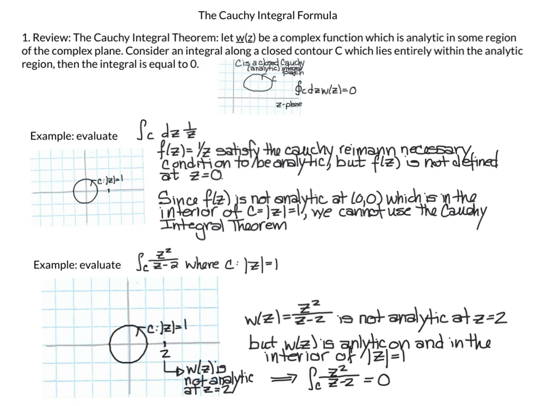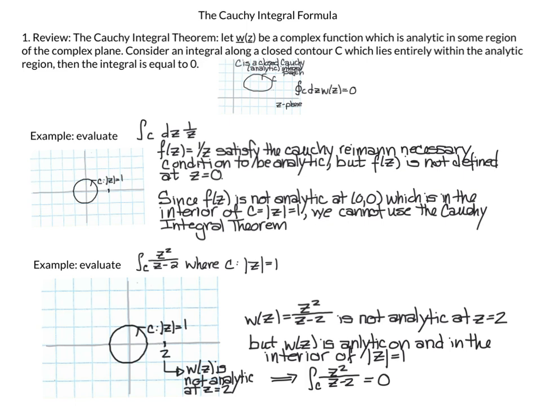Our next example was to evaluate the integral where c is again our circle of radius 1, z squared over z minus 2. In this case, we can show that it's analytic except at z equals 2 over here. But since z equals 2 is outside our curve, we can use our Cauchy integral theorem because z squared over z minus 2 is analytic on the curve and interior. Since c is a closed curve, by our Cauchy integral theorem, the integral is equal to 0.